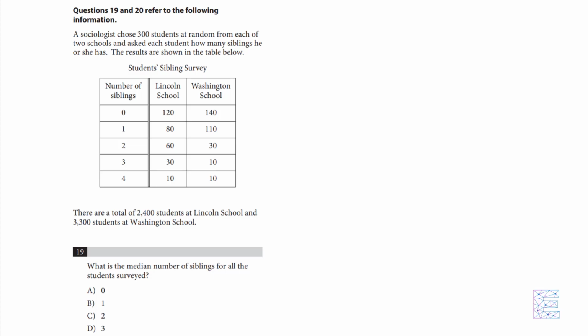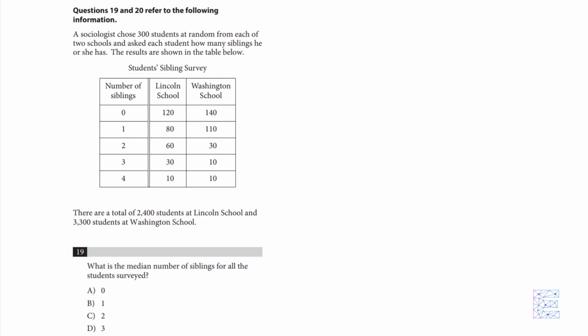A sociologist chose 300 students at random from each of 2 schools and asked each student how many siblings he or she has. The results are shown in the table below. There are a total of 2,400 students at Lincoln High School and 3,300 students at Washington High School. And now for the question: what is the median number of siblings for all the students surveyed?